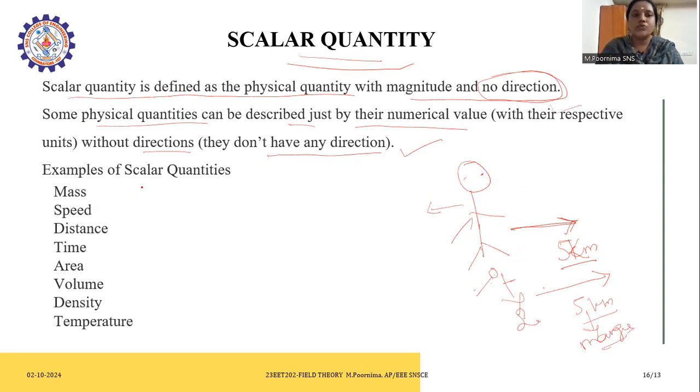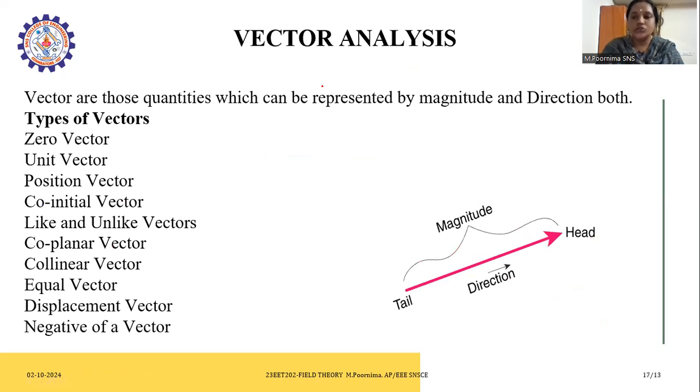These are some examples of scalar quantities: mass, speed, distance, time, area, volume, density, and temperature. Now coming to vector analysis. Here comes the vector quantity.